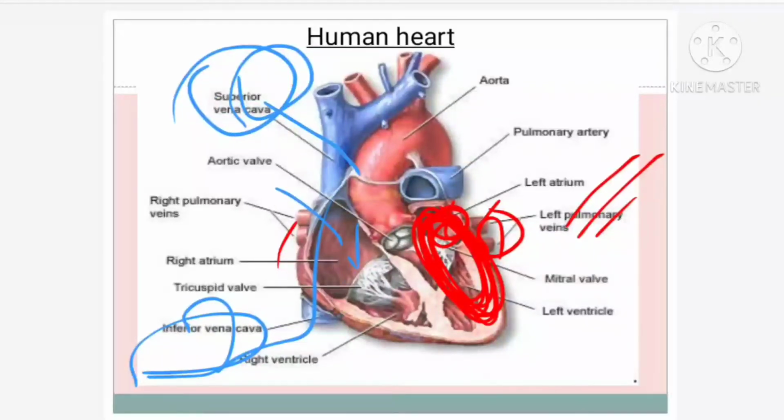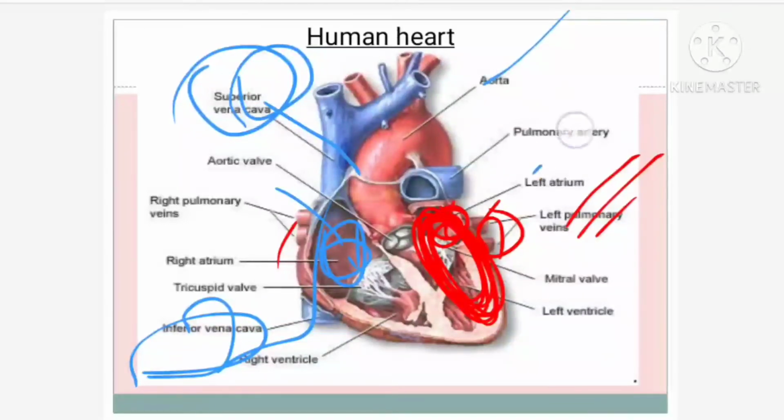Both these vena cavas are pouring blood into the right atrium. Where are they pouring? Into the right atrium. What blood are they pouring? They are pouring deoxygenated blood. Okay. So fine. So I think it's clear now when it comes to the structure of the heart. Now we have discussed all the parts, isn't it?